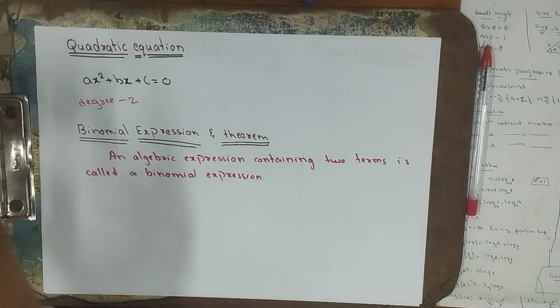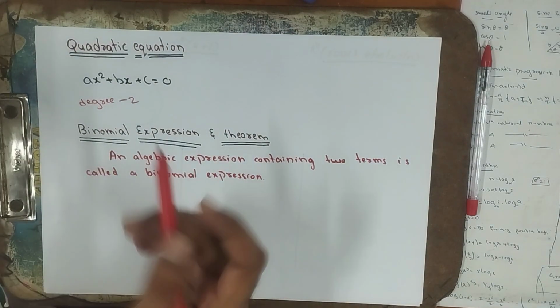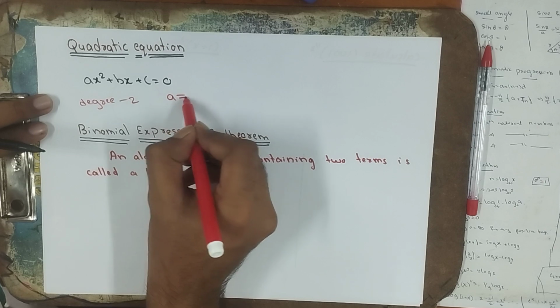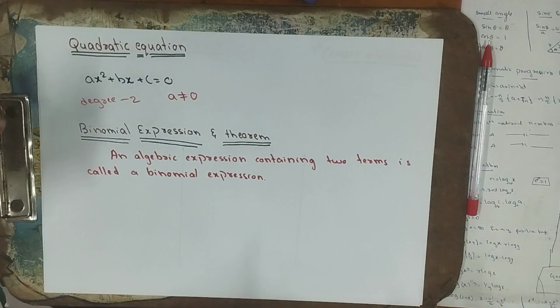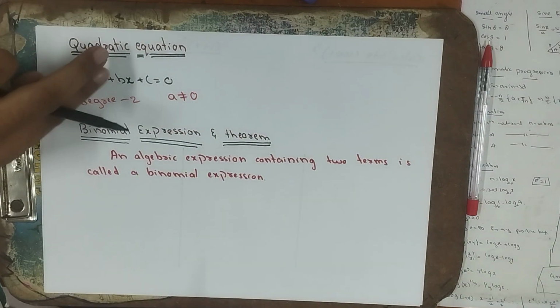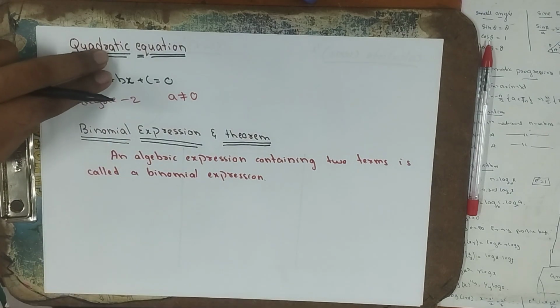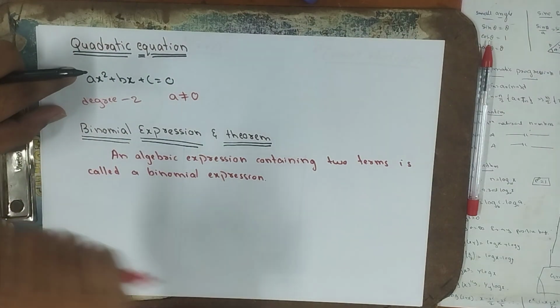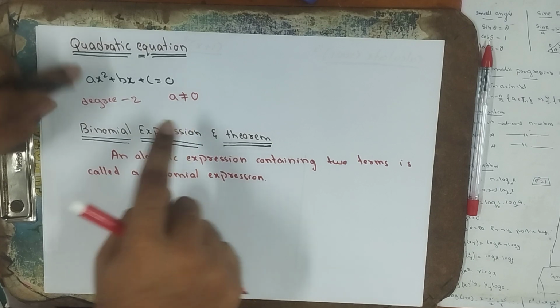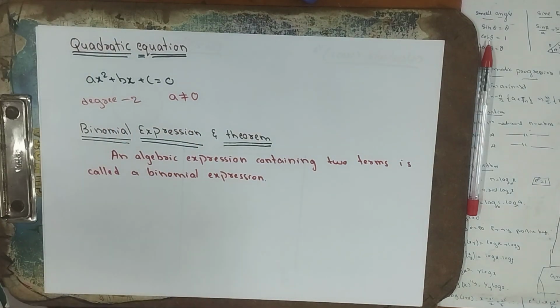And the main thing is, in a quadratic equation, a is never going to be 0. Never. Because if a becomes 0, then this term will be eliminated. Now what happens? Linear equation comes. So a is never going to be 0. Remember this, a is never going to be 0. So it is a quadratic equation. If a becomes 0, then it will become a linear equation.